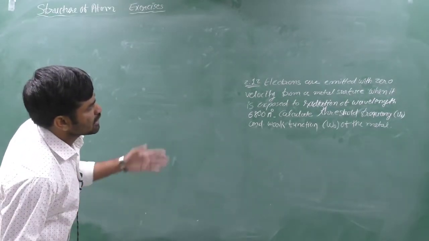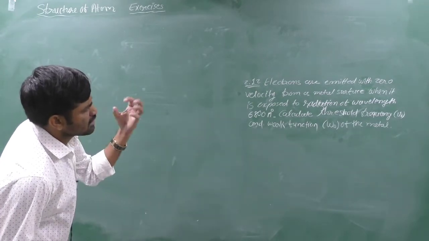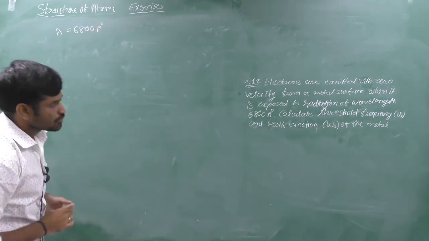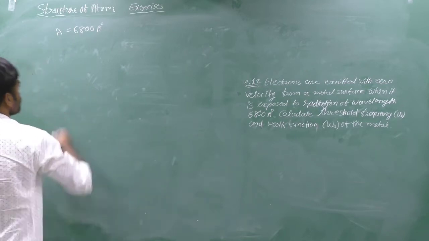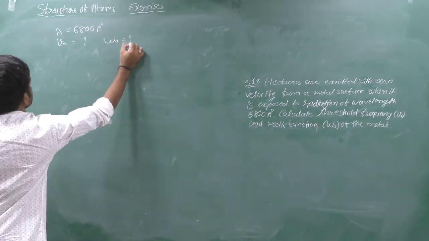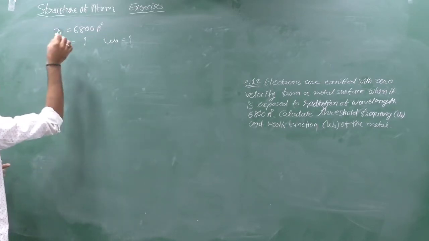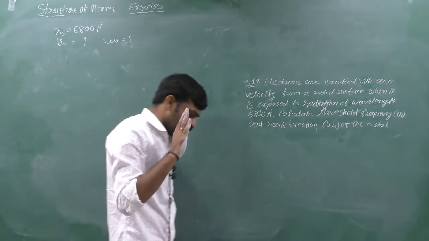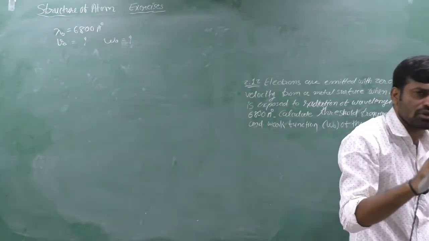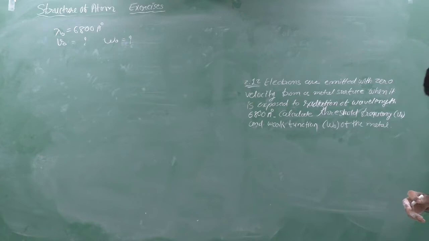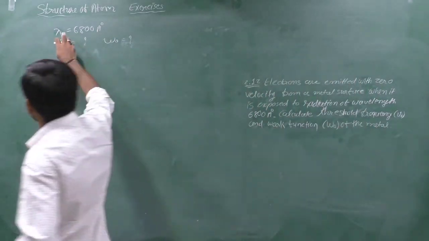Here zero velocity means sufficient energy was given, not more energy. Wavelength lambda is equal to 6800 angstrom. Calculate threshold frequency mu 0 and work function W0. First of all, the lambda given here is actually lambda 0, because at this wavelength the electron is only just released, with no kinetic energy. It means sufficient energy was given, just enough to release it, not more, so lambda is lambda 0.